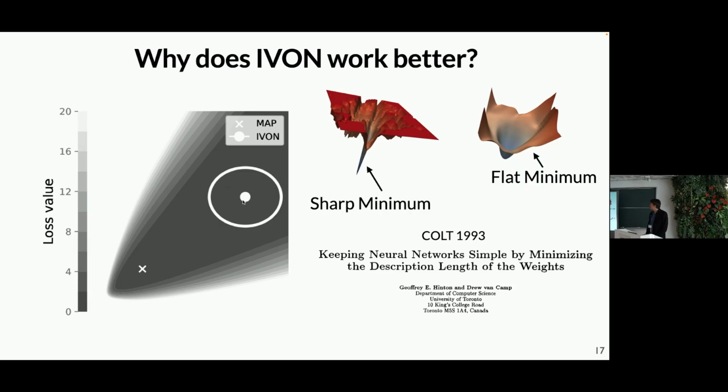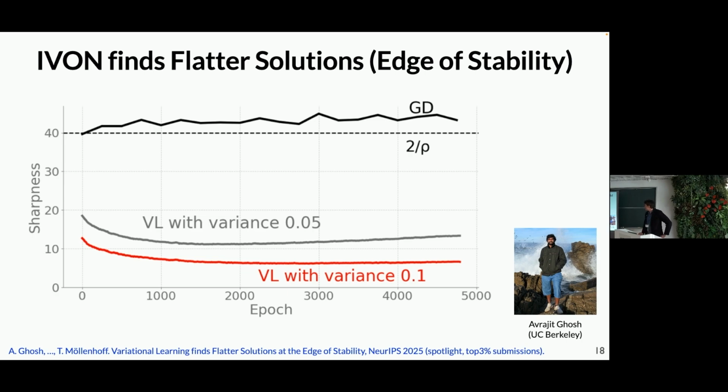So I can encode this point in much less bits than I can encode this point. Because if I encode this point and I make a small mistake, suddenly my loss is very high. But if I make a small mistake here, my loss stays low. So these flat minima correlate with generalization, and there's some relation to Occam's razor and so on. So these are good. And we have a work next week at NeurIPS. We will be presenting it, which proves that I1 finds flatter solutions in a regime called edge of stability. So this is a popular way to analyze the bias of deep learning solutions.